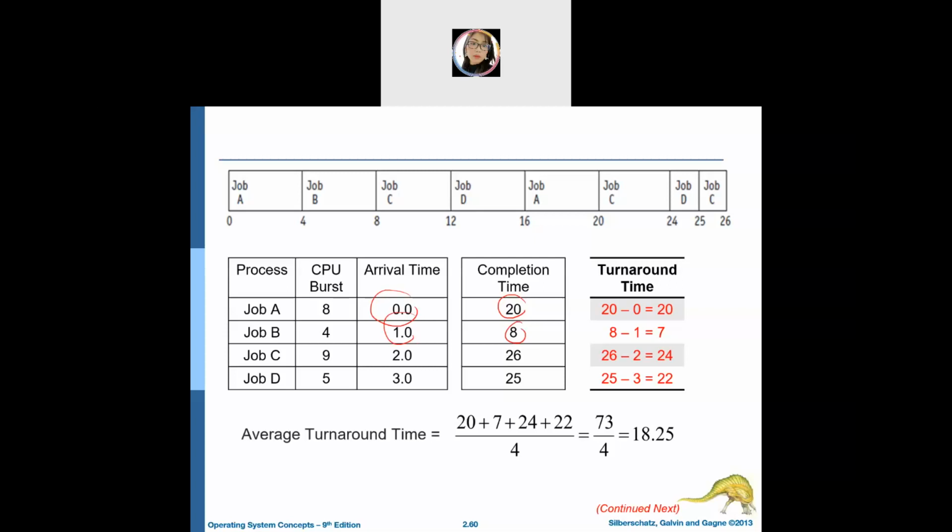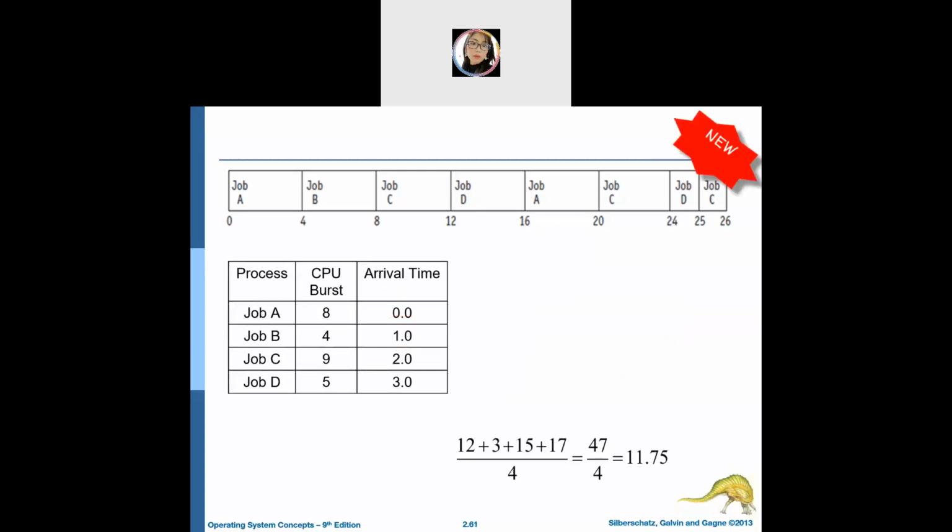While for your average waiting time, you need to look slightly differently, because you have breaks in waiting in between. Let's say for example job A. This one is similar to the previous algorithm. You start at 0, so no waiting time for A. Start at 0, arrive at 0, no waiting time, 0 minus 0.